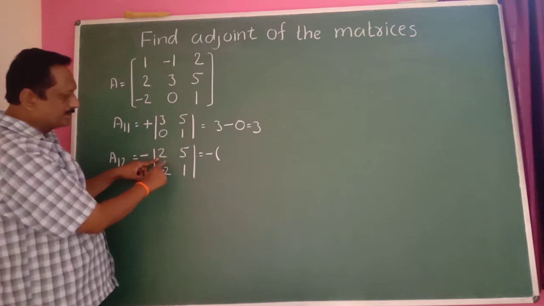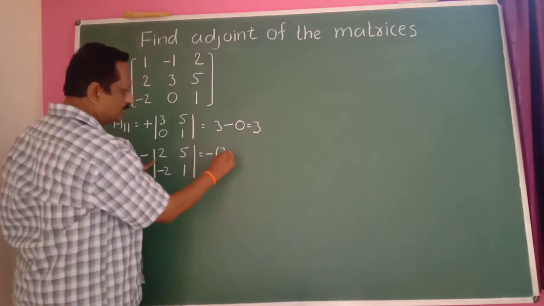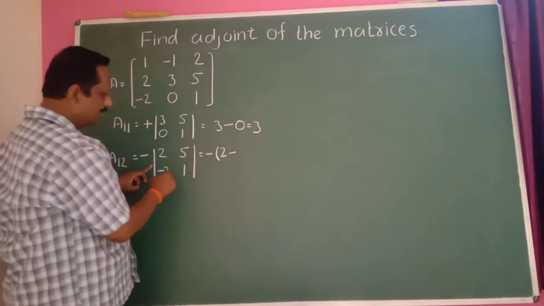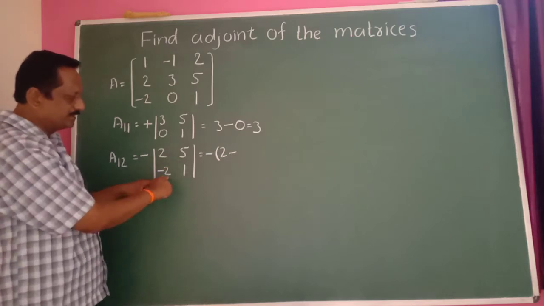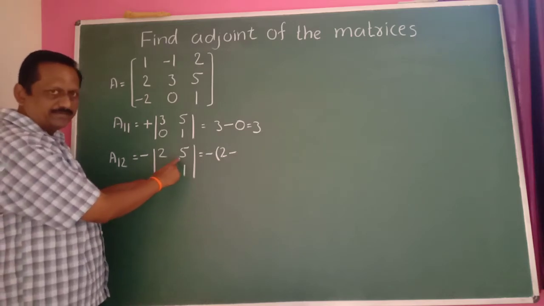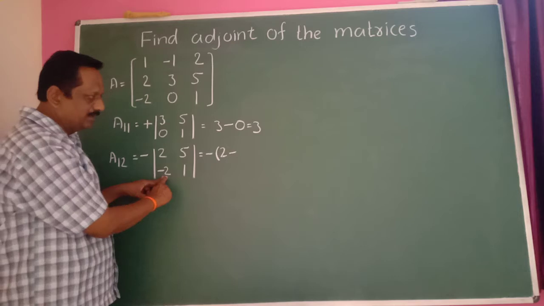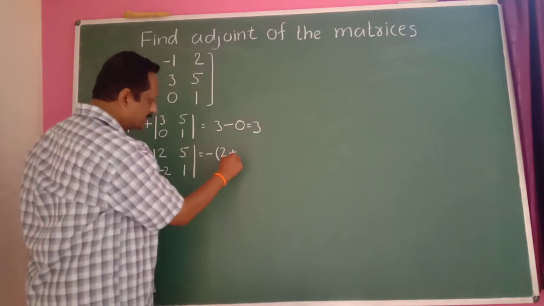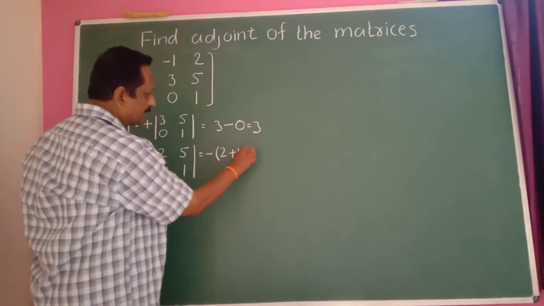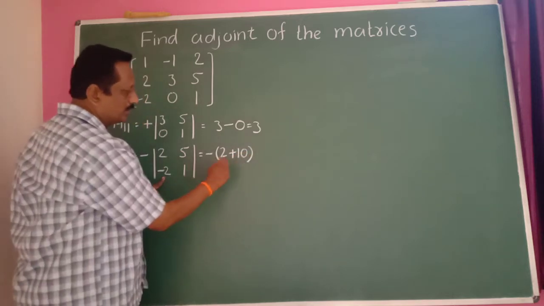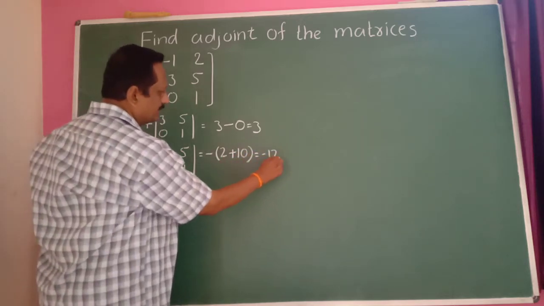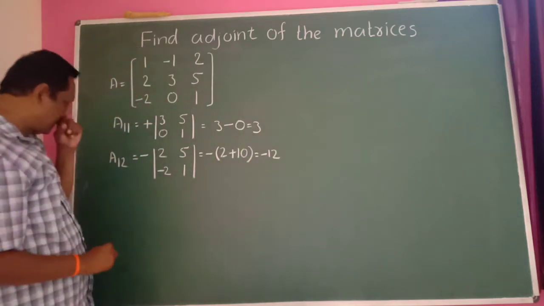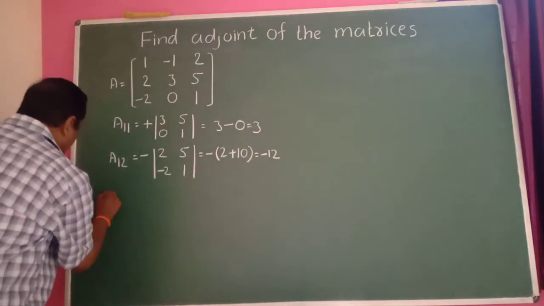Take it in the bracket here. 2 into 1 becomes 2, so write 2 minus 5 into minus 2 becomes minus 10. And here the minus sign is already there. Minus into minus is plus, so plus 10. 10 plus 2 is 12. So this is minus of 12, minus 12.